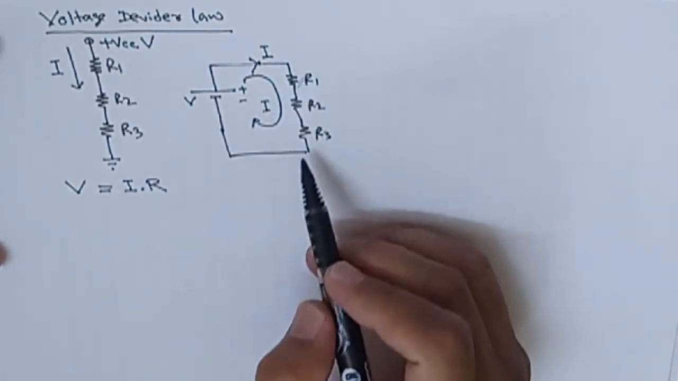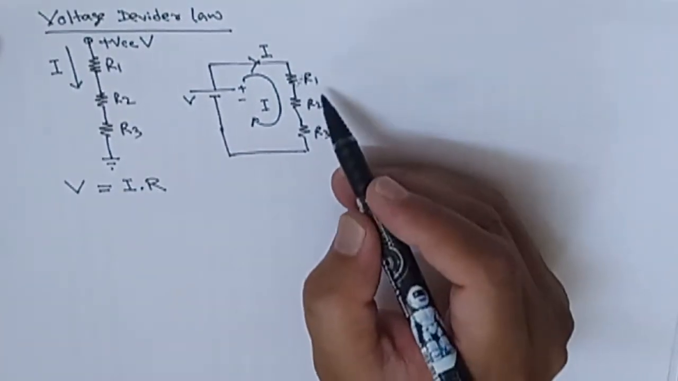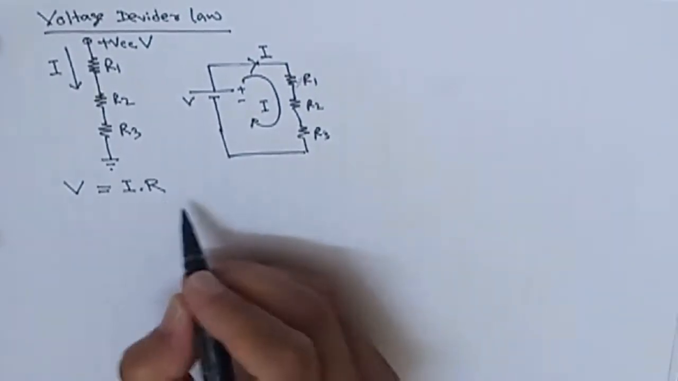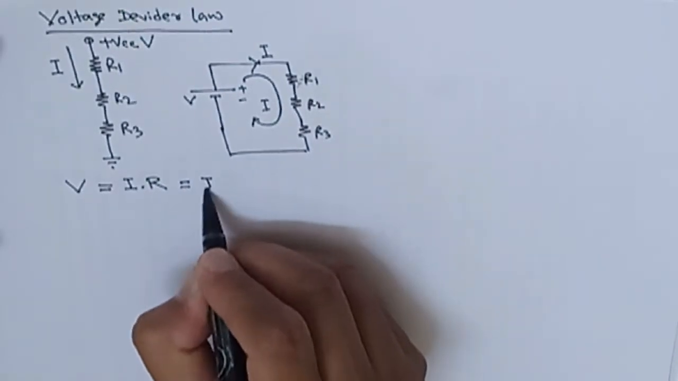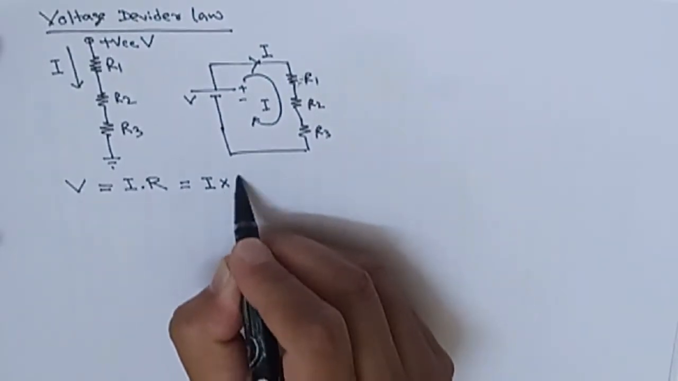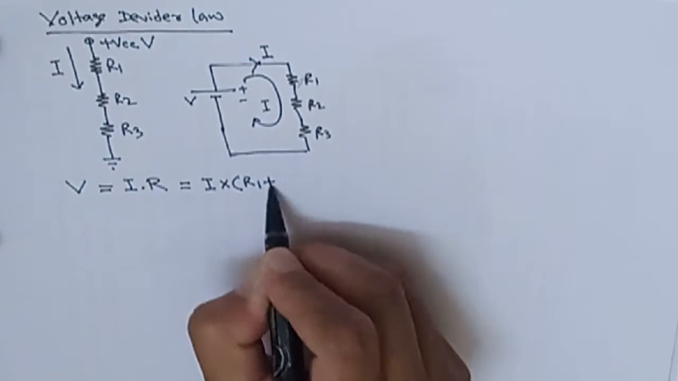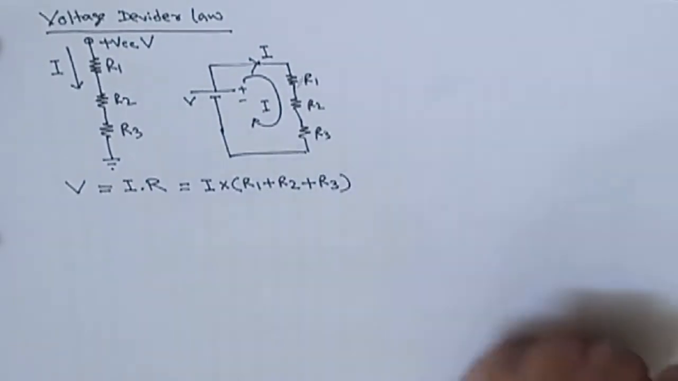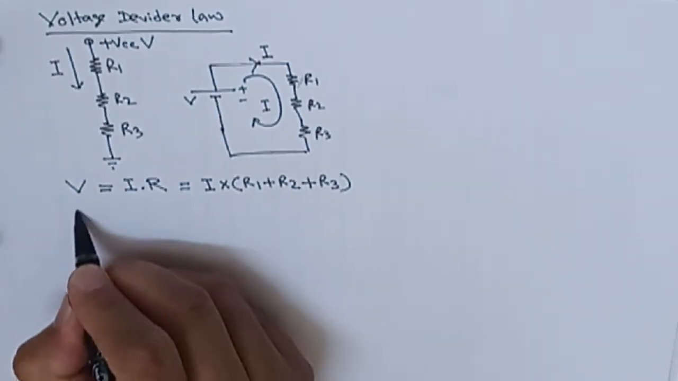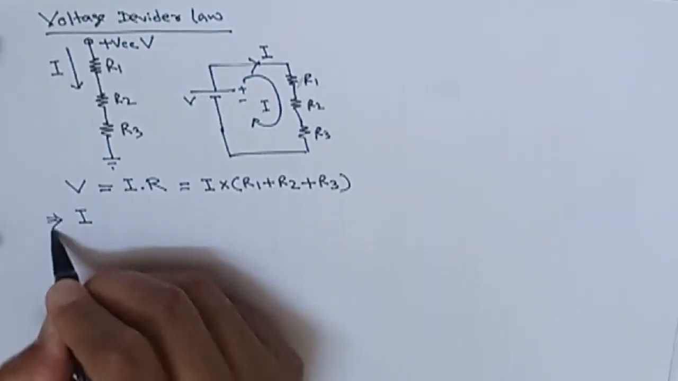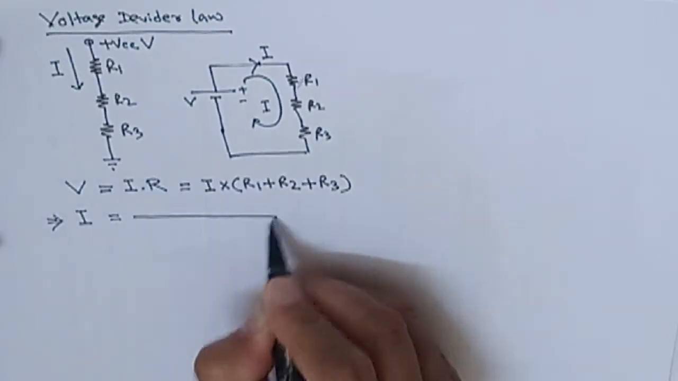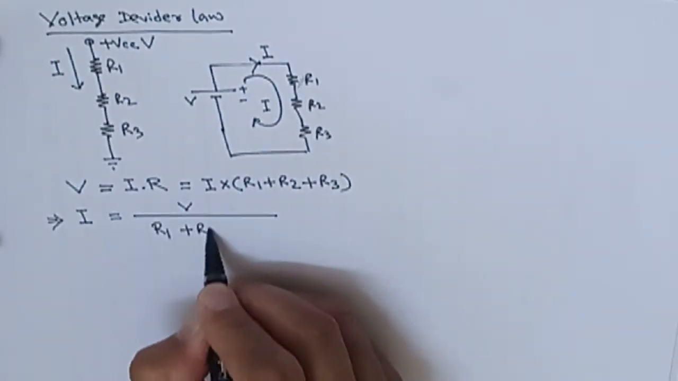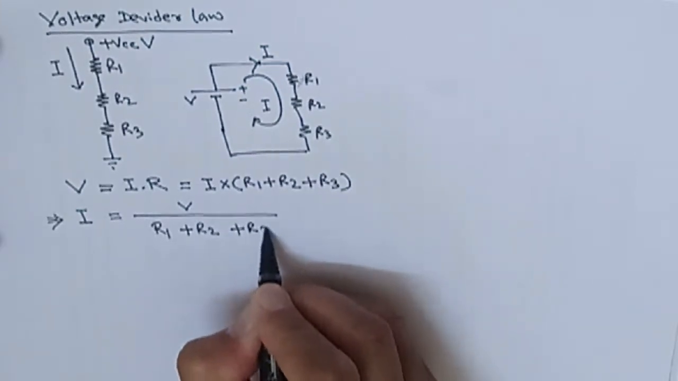So here how much is I? Resistance: you will find that here there are three resistances, R1, R2 and R3. So the equivalent resistance R, that is V equal to I into, within bracket, R1 plus R2 plus R3. So if I calculate the current, I equal to V divided by R1 plus R2 plus R3.